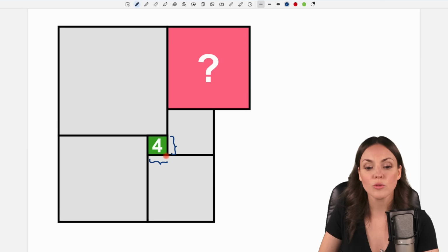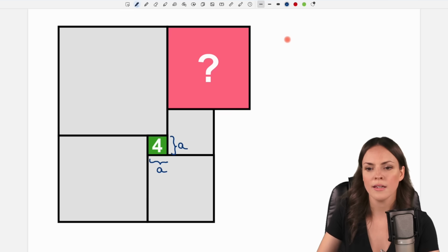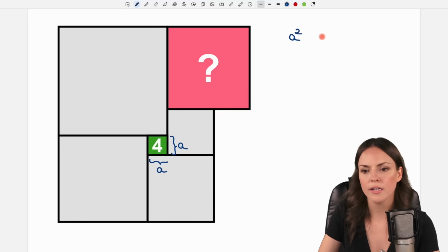So if we don't see it that easy, you can always say, okay, I don't know the length of this side, but if this is A, the other side has to be A as well because it's a square. And then I know that A times A has to be equal to 4. So A times A equals A squared, and this has to be equal to 4. And then you only have to solve this equation for A.